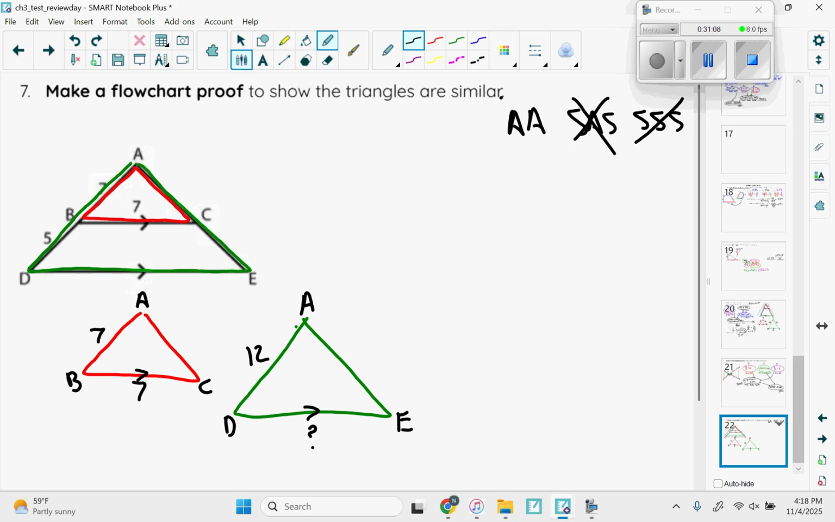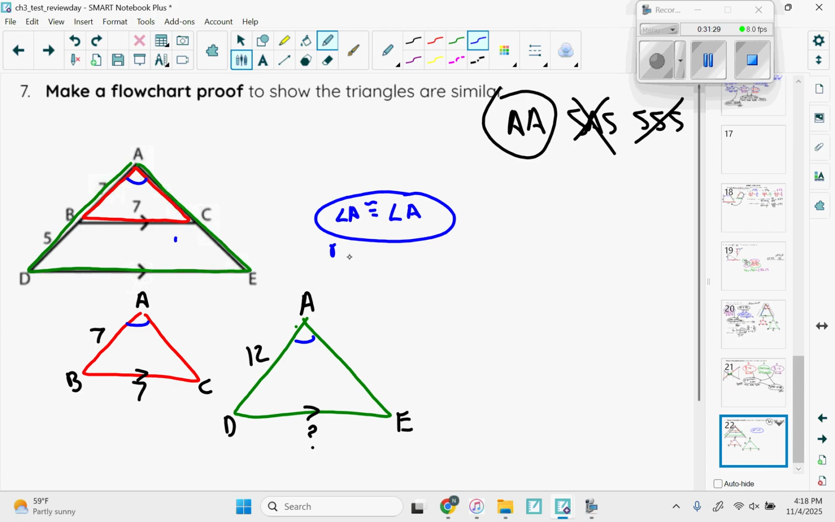So that leaves just one shortcut to try, angle, angle. And for angle, angle, I notice, again, both triangles have the letter A. That's an example of that reflexive property again, so I'm going to start with that bubble. Angle A is congruent to angle A. That's the reflexive property.